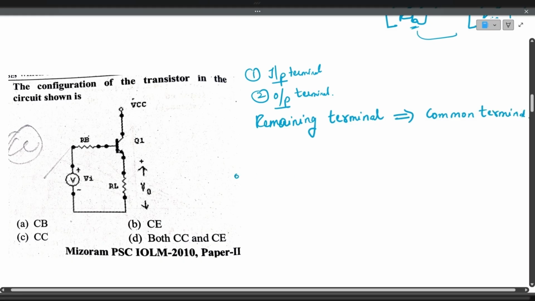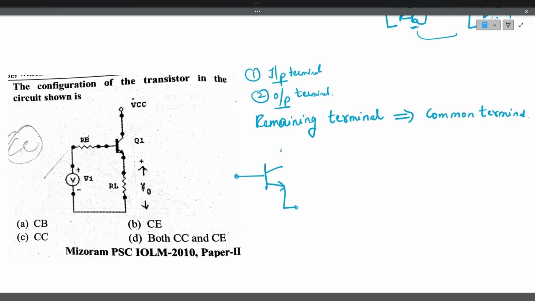Okay, now let's see. This is the transistor. I am giving input at the base, taking output at the emitter. Now you tell me, input is at the base, output is at the emitter. What is common now? The remaining terminal is the collector. So this is called a common collector configuration.